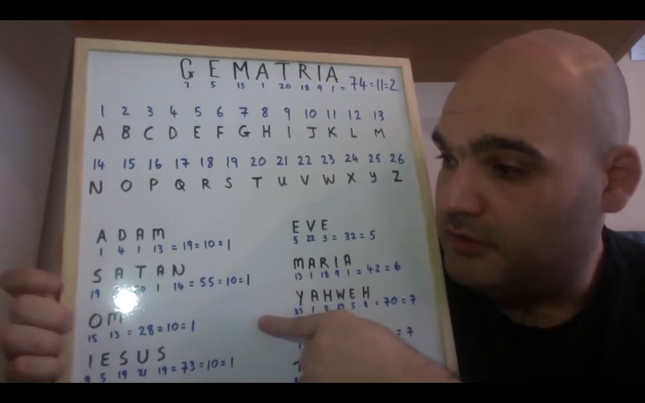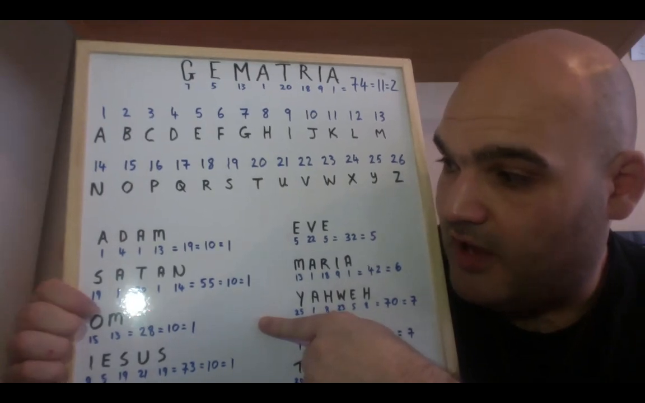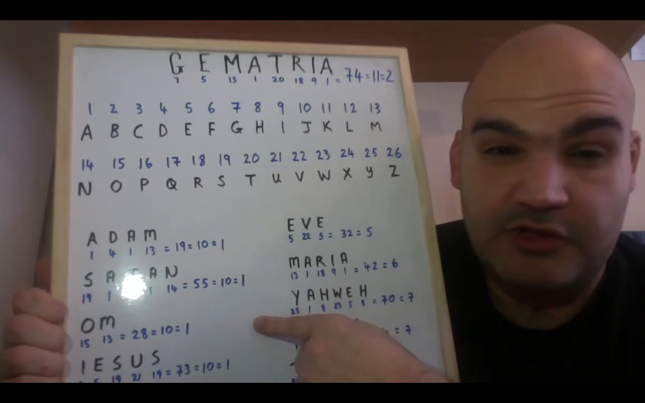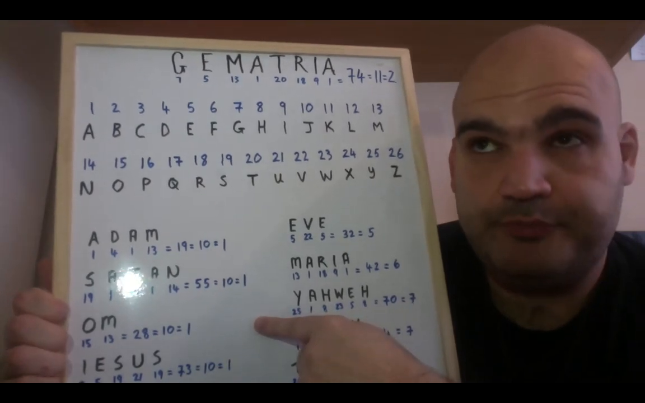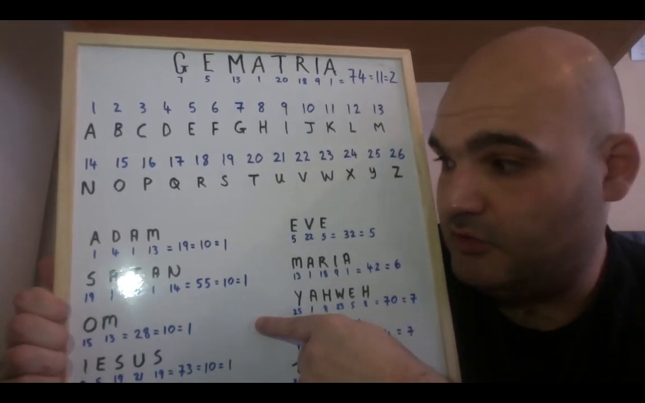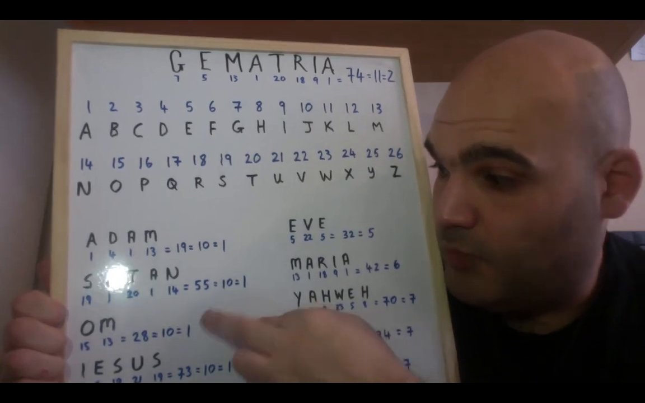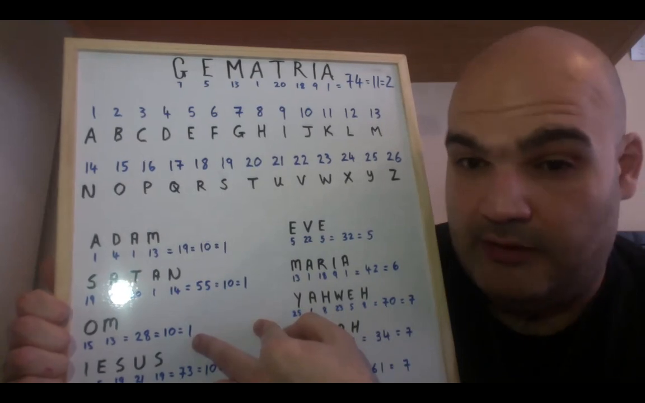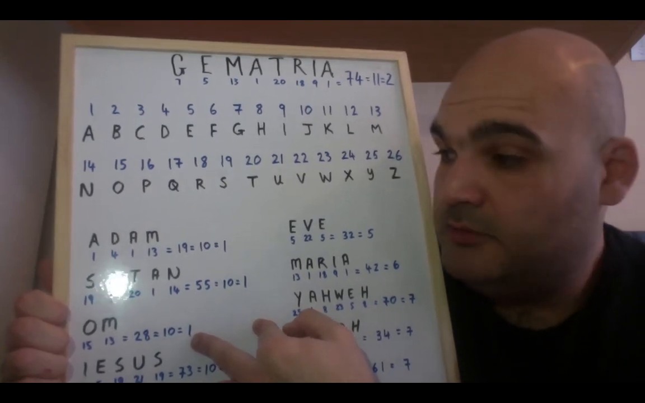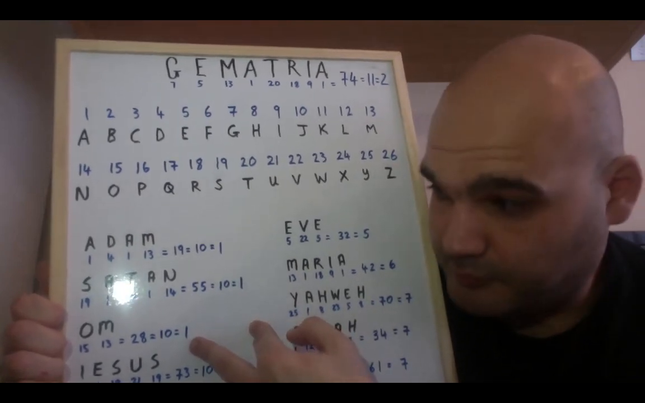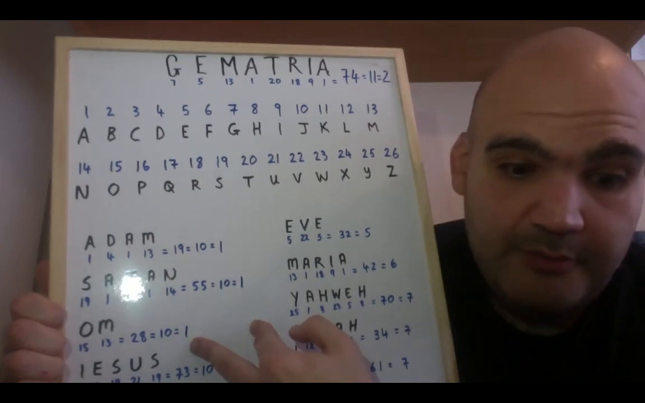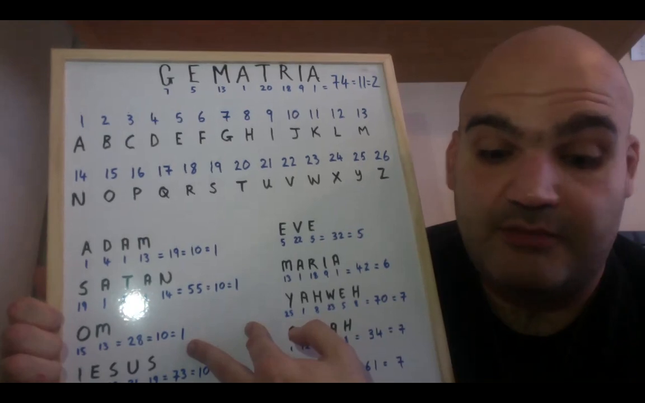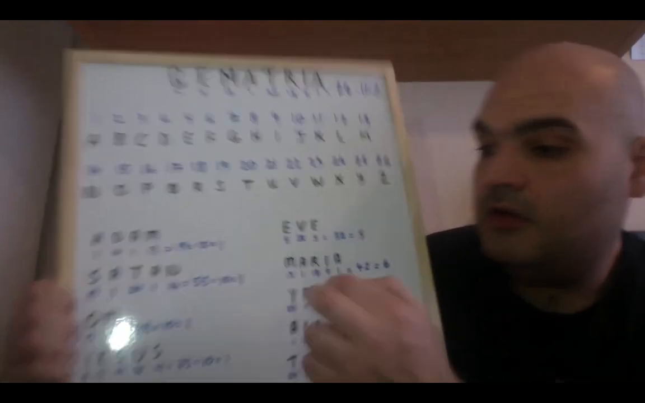So moving on to the next word, we have Om. Om means the universe in many of the Eastern philosophies. And again, when you see the digital root of Om, it comes to 1, which is unity or the beginning. But yeah, Om is also a triangular number, and it's the 7th triangular number.